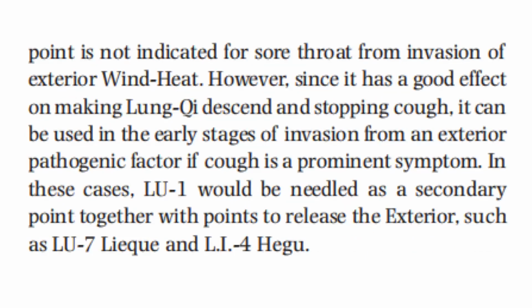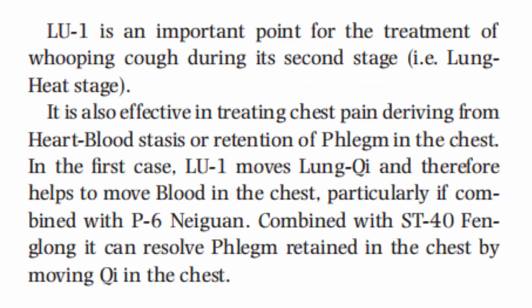However, since lung 1 has a good effect on making the lung qi descend and stopping cough, it can be used in the early stages of invasion from an exterior pathogenic factor if cough is a prominent symptom. So if you have a patient who has cough and has external wind heat invasion, then you use lung 1. So lung 1 would be needled as a secondary point together with points to release the exterior, like lung 7 and LI4. Lung 1 is an important point for the treatment of whooping cough during its second stage, that is, the lung heat stage.